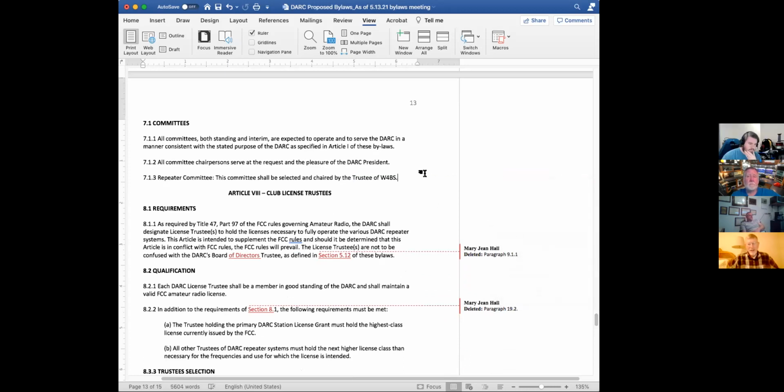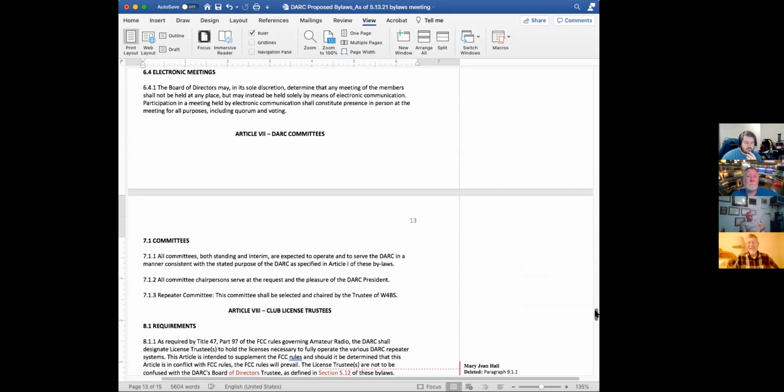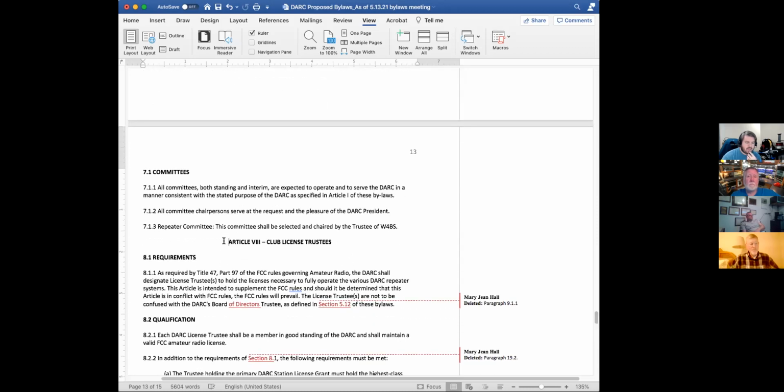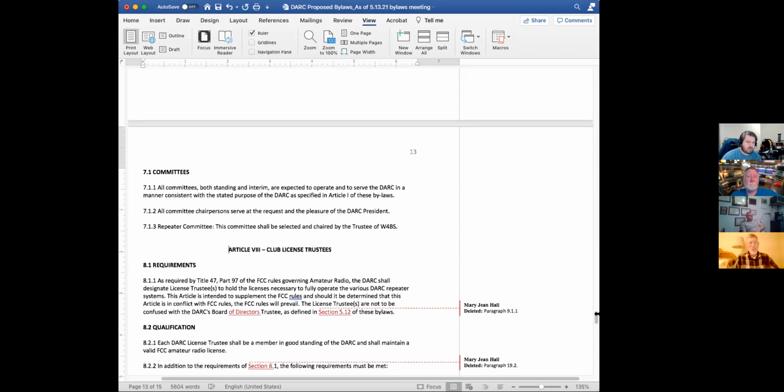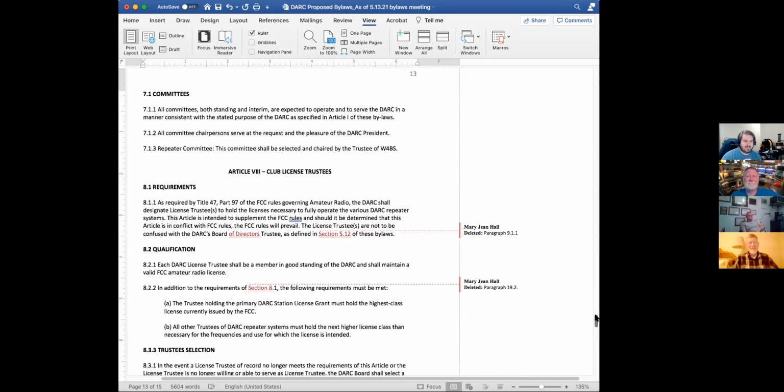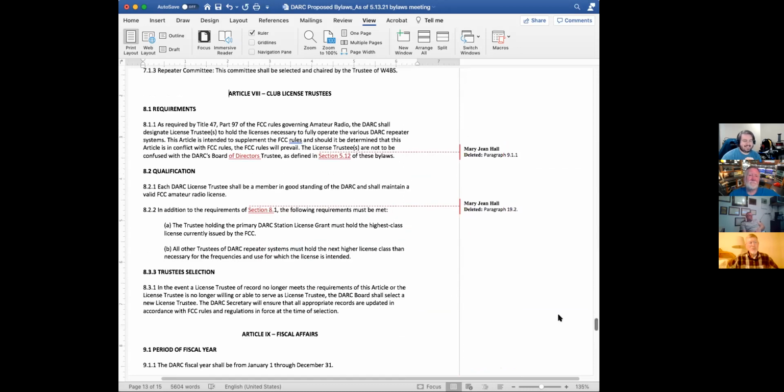If it's passed, he's not the trustee. I think Barry and Rick Tillman are our current repeater committee, unofficial or not. Well, Barry, do we have any other committees? None right now.